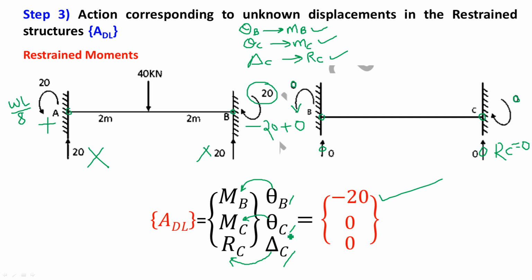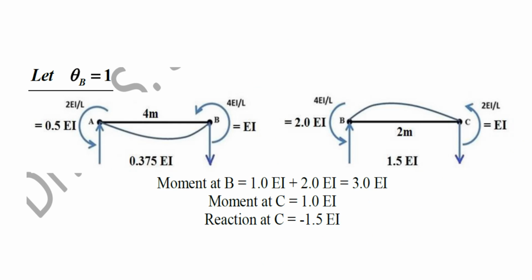What is the moment at C? There is no moment at C. It is 0. So moment at C is 0. As well as if you look at the support C, there is no reaction. RC equal to 0. So moment at C and reaction at C are 0. Moment at B is minus 20. This is the ADL matrix. Next we have to derive the stiffness matrix K.